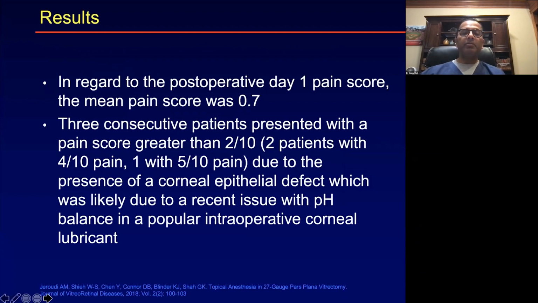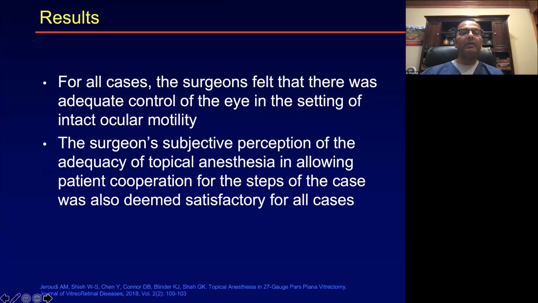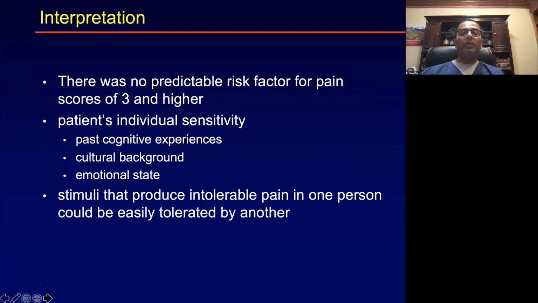Three patients presented with greater pain. They all had a corneal epithelial defect, and this was due to a pH problem with a corneal lubricant. No defects otherwise were encountered when the change was made, and the mean post-operative week 1 pain score was 0 out of 10. No predictable risk factors for pain scores of 3 or higher.